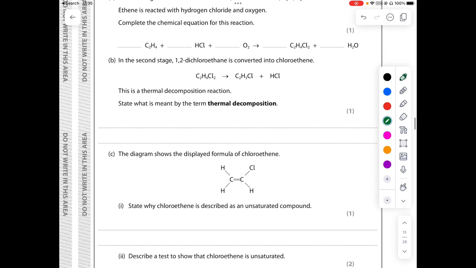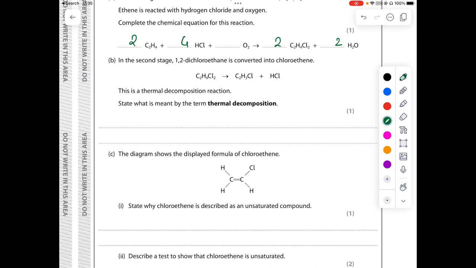Question number 8. Ethene can be converted into chloroethene in two stages. The first stage is to convert ethene into 1,2-dichloroethane. Ethene is reacted with hydrogen chloride and oxygen. Complete the chemical equation. So balance it out. 2, 4, it gives you 2 and 2.